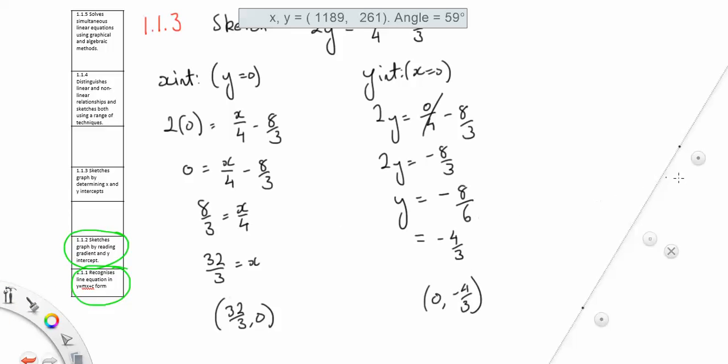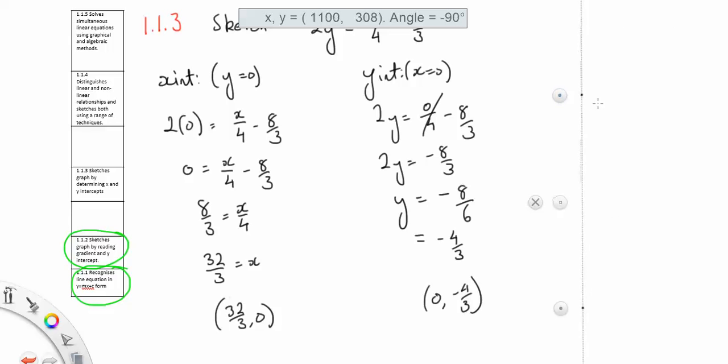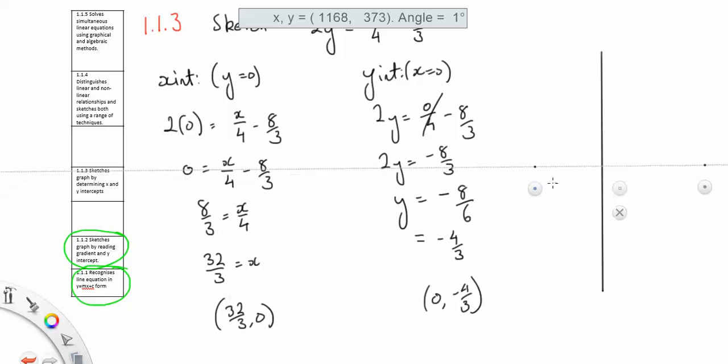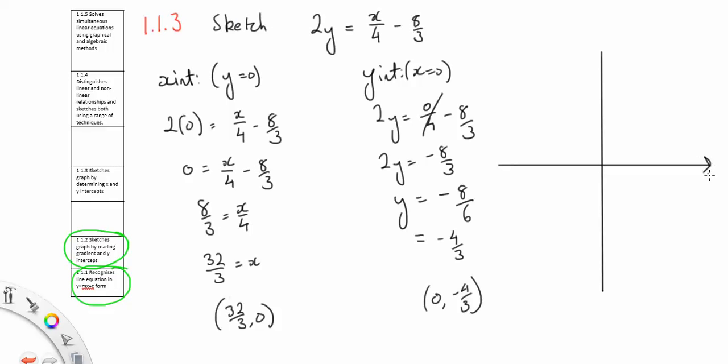Sketching this is the same as before. You've got to estimate where your intercepts are. So it's slightly trickier because you don't have whole numbers. So you have to kind of guess. So 32 on 3, it's a little bigger than 10. So you might put that there. 32 on 3, 0. Negative 4/3, that's near negative 1. So you might put that there.